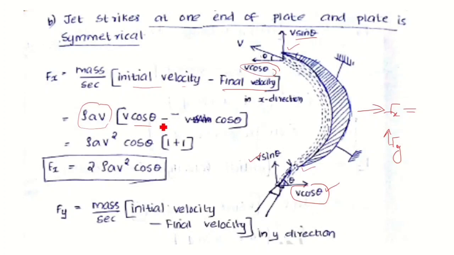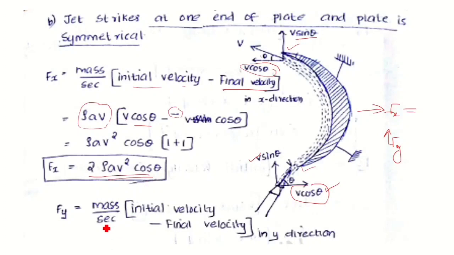minus, since the jet is leaving in the opposite direction to the jet at inlet, we are considering another minus, so minus v cos theta. So the term becomes rho a v square, as we are taking the v out, and cos theta is the common term, also the 1 plus 1. So the equation becomes 2 rho a v square cos theta.